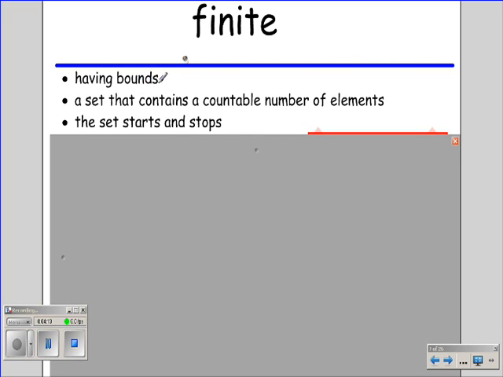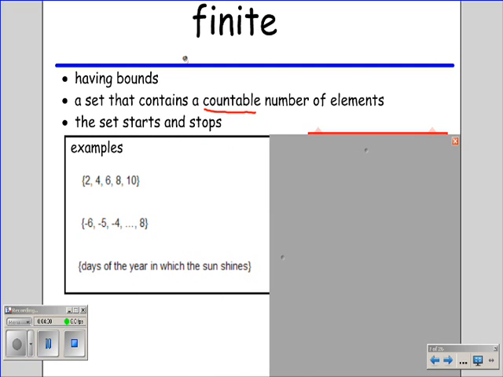So the word finite means having bounds, a set that contains a countable number of elements, countable being the key word there. It also starts and stops. So there's a definite starting spot and ending spot. We're really going to be looking at examples and non-examples today in most of our definitions. An example might be the set of 2, 4, 6, 8, 10. Is that countable? Sure, there are 5 elements in that set. Does it have a start and a stop? Yes, it starts at 2 and ends at 10.